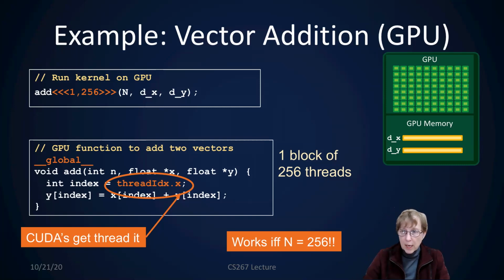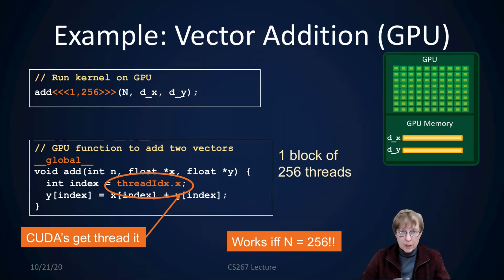So this is a block of, because I've called it this way, 256 threads. There's nothing in the code in the body of the add function that makes it 256, but the way you're calling it is giving you 256. This is actually not a very safe way. Well, let me just ask first, are there any questions about what this code is doing?